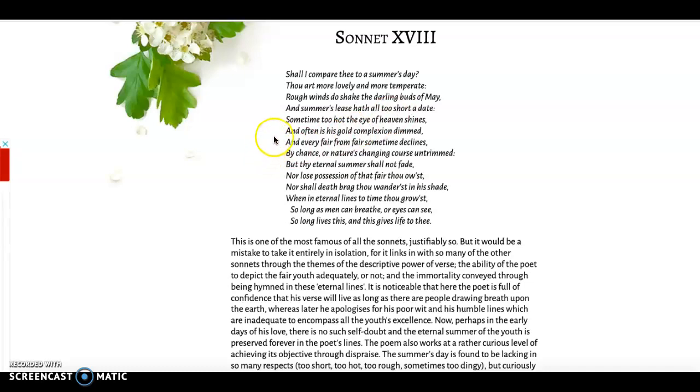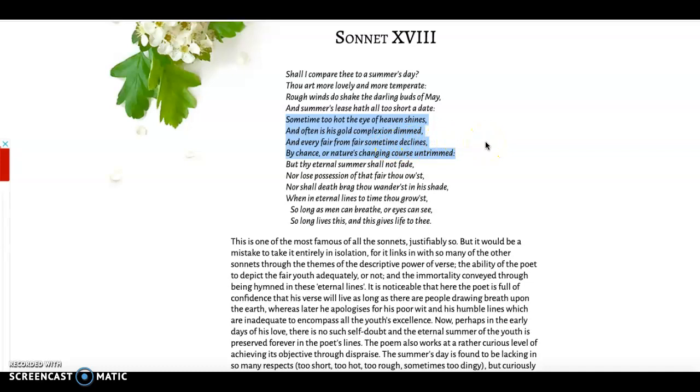And then he goes on in the second quatrain, this group of four lines, and he says, often his gold complexion is dimmed. I'm sorry, I marked the wrong four lines, these four lines. He says, sometimes too hot the eye of heaven shines, and that eye of heaven is the sun, and it shines too hot. And sometimes he says its gold complexion is dimmed, and that means that there has been shade cast on the day, and sometimes you can't see the sunshine.